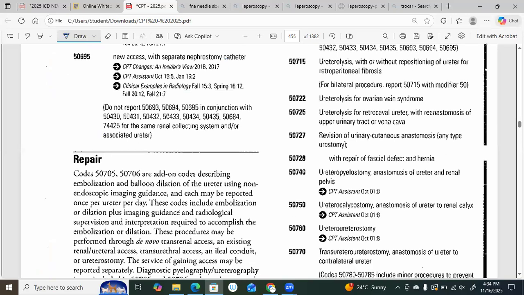Okay. Give me a second. Let me see if I can find any specific question from the ureter section so that we can do the practice.